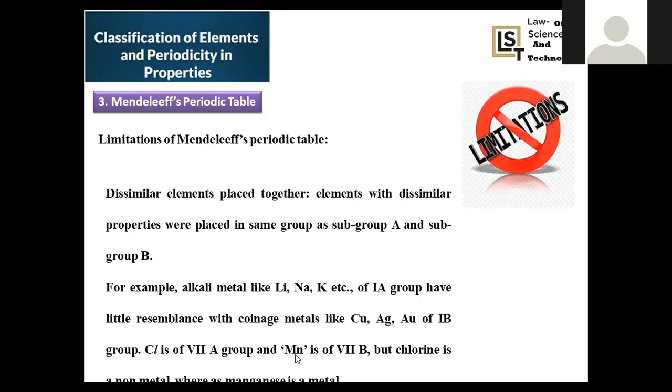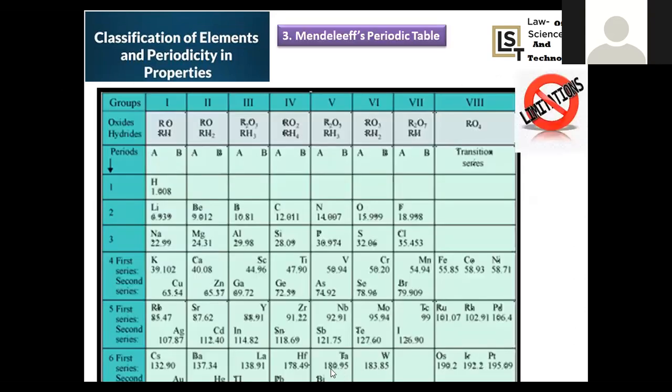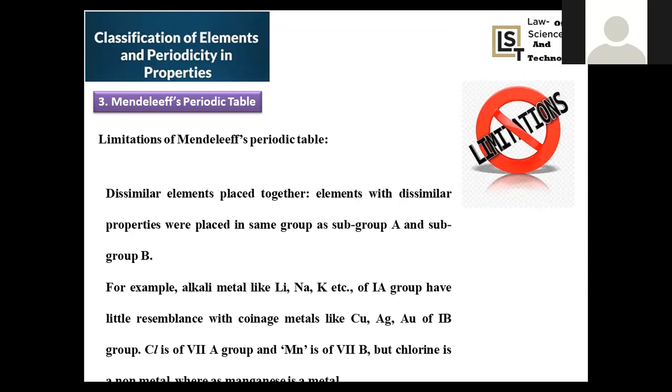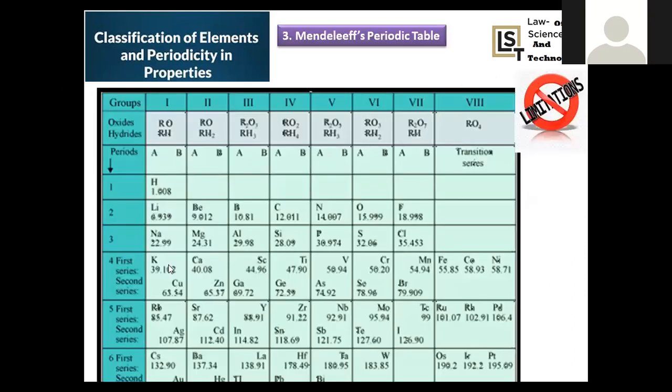In all kinds of properties, in all possible directions, there is no relation between these two, but still they are grouped into the same one. 7th group, A and B subcategories will be there. This is also a limitation of the Mendeleeff periodic table. Chlorine is a non-metal, manganese is a metal, so property resemblance will not be possible for these two. So this is a kind of system which is provided by Mendeleeff. Main groups are present and subgroups are also present here, and these are said to be periods.